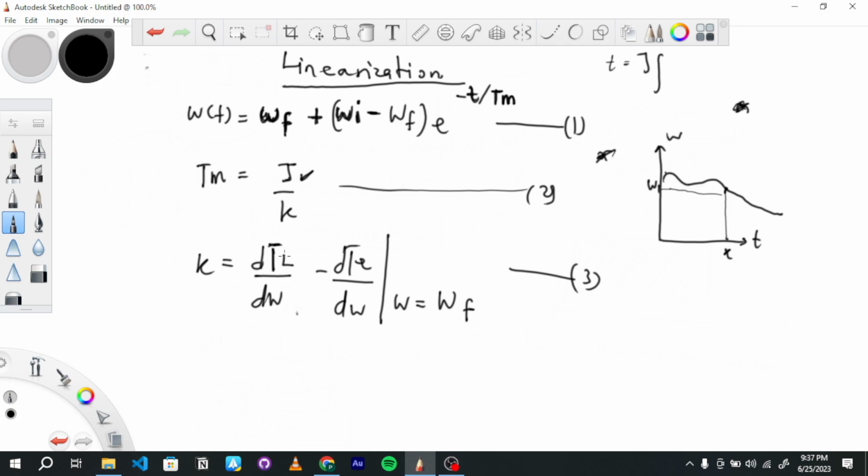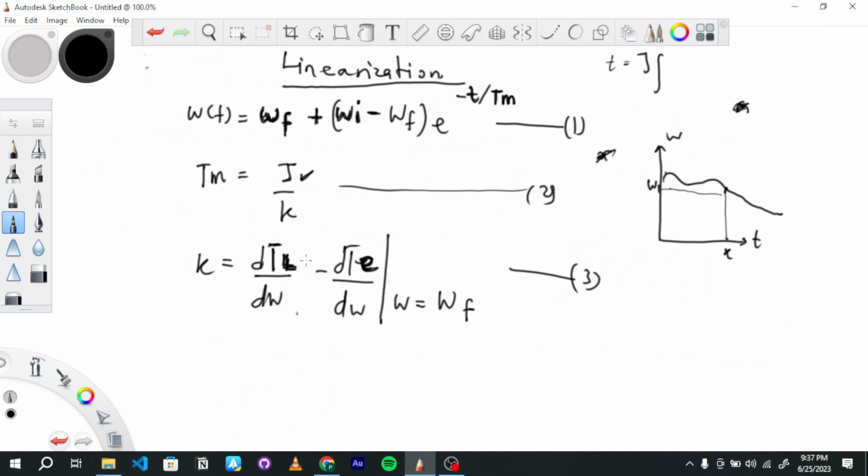Know that it's always TL minus TE, because in the alphabet L is bigger than E. You can think of it that way, that L comes before E. There's always L before E. That's a very easy way to recall.